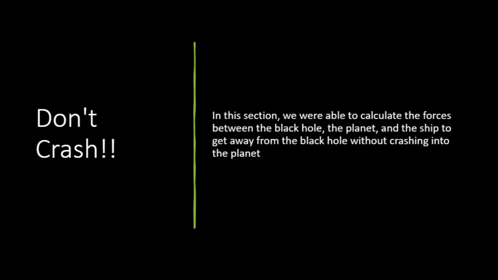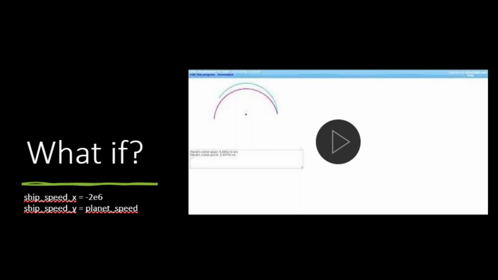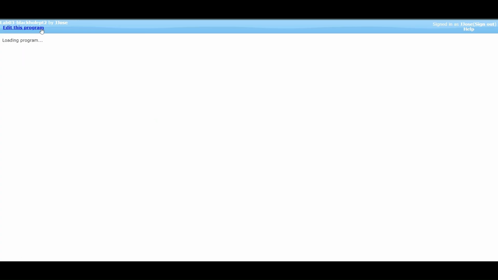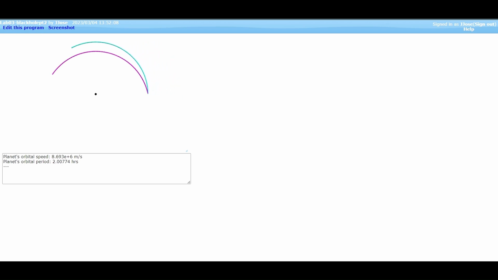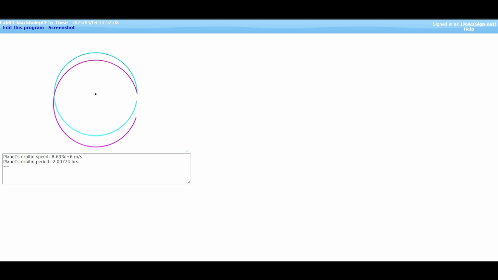In this section, we were able to calculate the forces between the black hole, the planet, and the ship to get away from the black hole without crashing into the planet, as discussed in the code. What if we wanted to orbit the black hole to look at all of its beauty? The ship's new initial velocity would look something like -2 times 10 to the 6th power in the horizontal component, and the y component would also have a similar speed to the planet that is already orbiting it.